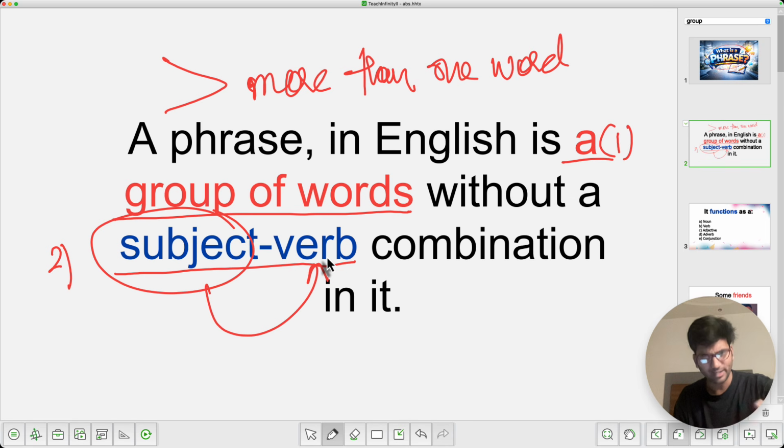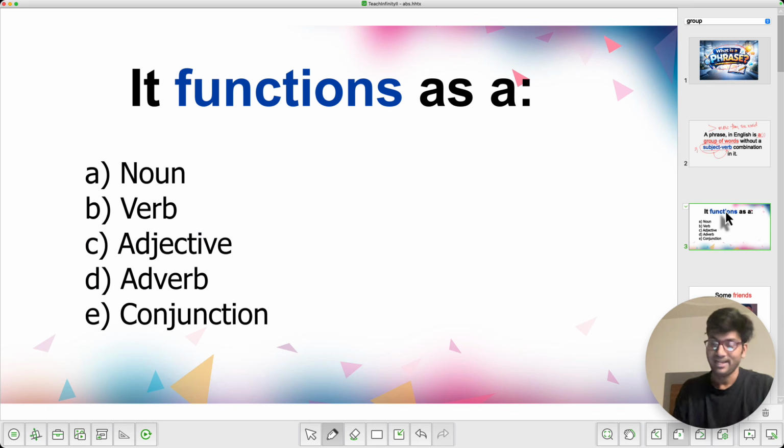It can have a noun, and it can also have a verb, but the verb is not going to be the verb of the noun. So it's never going to have a subject verb combination. You got this? So can we call a phrase a group of words without a subject verb combination? We definitely call it a phrase, but it has to do a little more than that. It has to function either as a noun or a verb or an adjective or an adverb or a conjunction. A phrase in English works either as a noun or a verb or an adjective or an adverb or a conjunction. All right, let's see some examples.